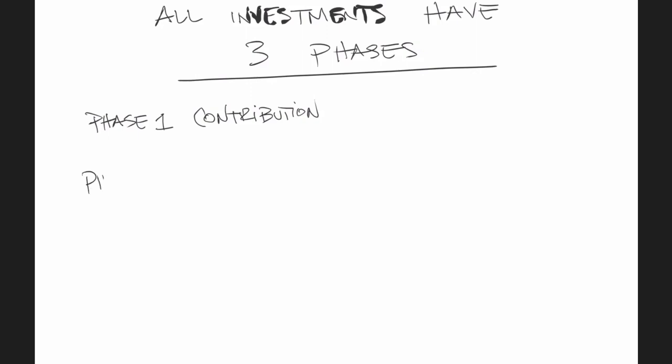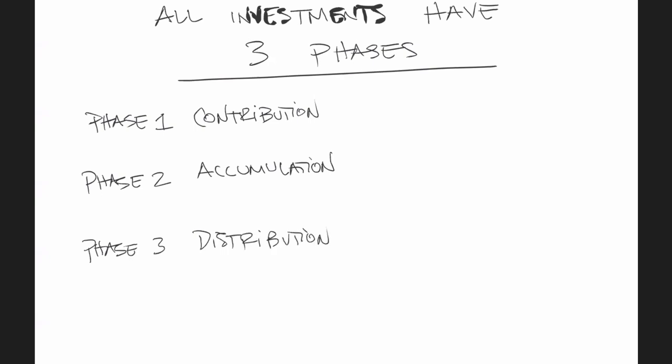Phase two is what? Accumulation phase. That is money growing inside of the investment. And then phase three is distribution. That is now money, Audra, coming out of the account, out of the investment, right?